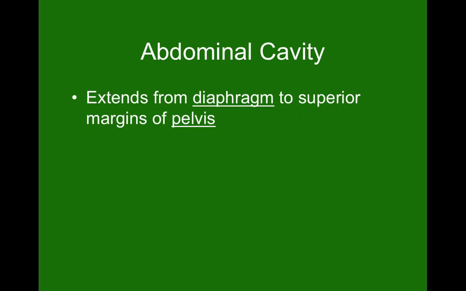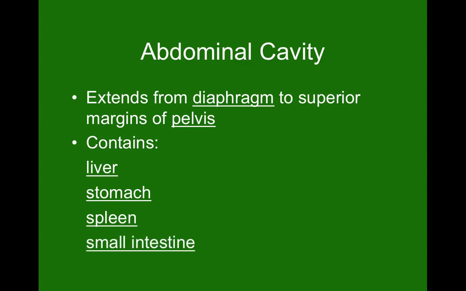So the abdominal cavity itself extends from the diaphragm to the superior margins of the pelvis. So if you feel the top of your hip bones, that's basically where the abdominal part of the abdominopelvic cavity ends. It contains the liver, the stomach, the spleen, the small intestine, and most of your large intestine.